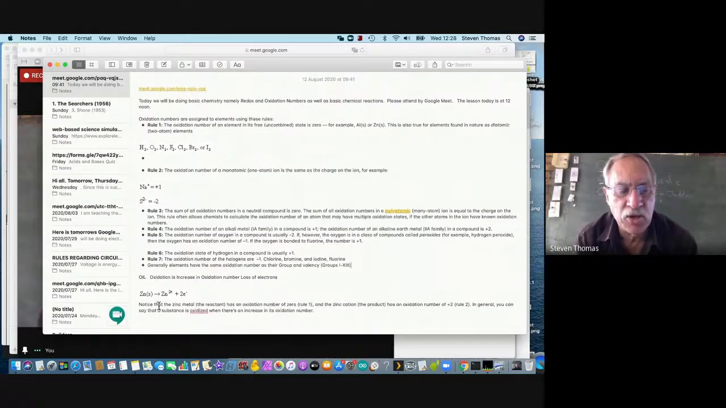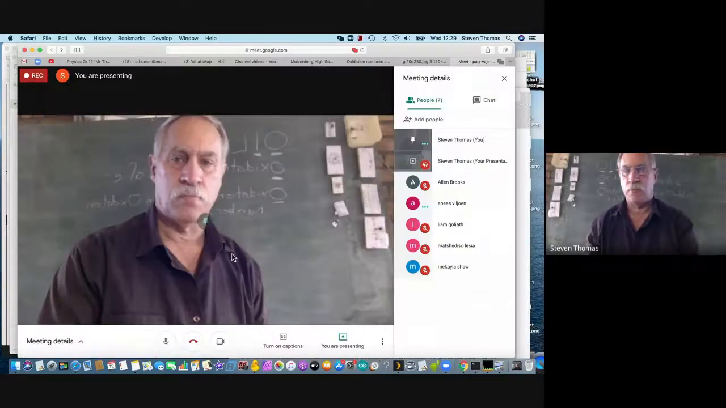It says here, notice that the zinc metal, the reactant, has an oxidation number of 0 from this rule. And the zinc cation there has an oxidation number of +2 from rule number 2. In general, you can say that a substance is oxidized when there is an increase in the oxidation number. As I say, I can't draw on that, but there you go. There are the rules.